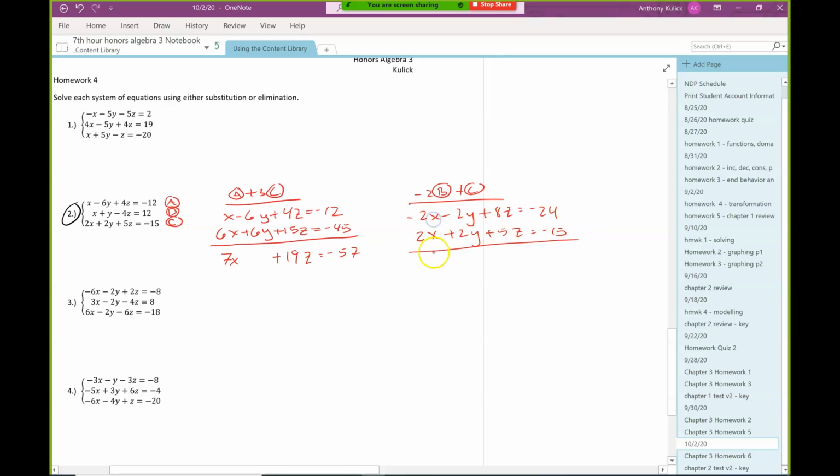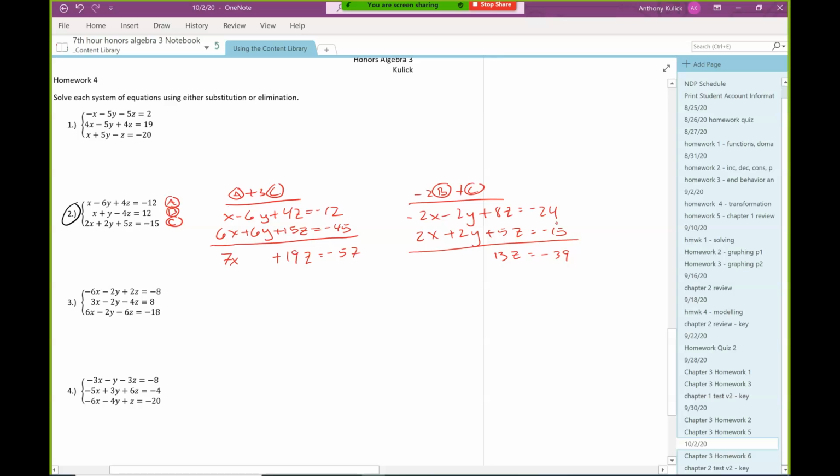Negative 2x and positive 2x gives us 0. Negative 2y and positive 2y gives us 0. 8z plus 5z gives us 13z. And then negative 24 and negative 15 gives us negative 39.